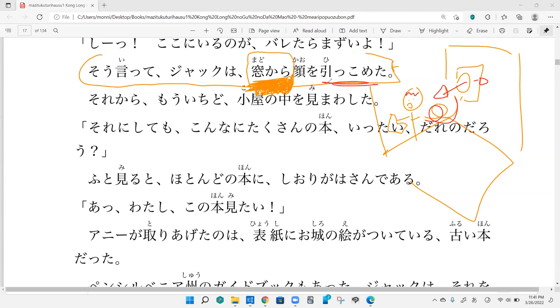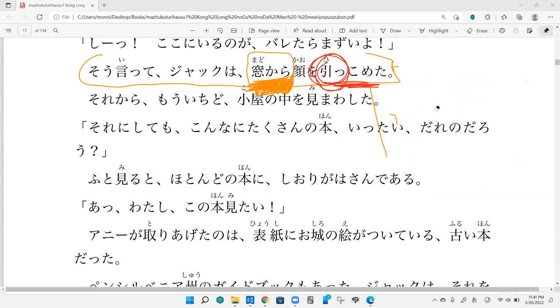So hikometa, hiku. Do you know hiku? That's a pretty common word. Hiku has, I think, quite a bit of meanings, like pulling a horse and a few others. Yeah, exactly. So it always has some kind of meaning linked to pulling something. It just sometimes gets a little metaphorical. So over here, he pulls his head away from the window. We would say that in English as well. You pull away.